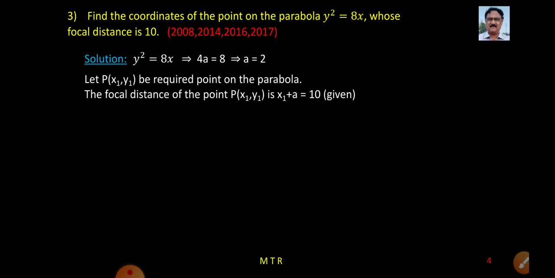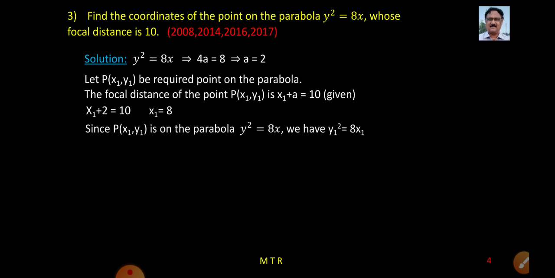So x1 plus a is equal to 10. Here a is equal to 2, so x1 plus 2 is equal to 10, x1 is equal to 8. But P(x1, y1) is on the parabola y square is equal to 8x. So substitute (x1, y1) in the parabola y square is equal to 8x. We have y1 square is equal to 8x1.